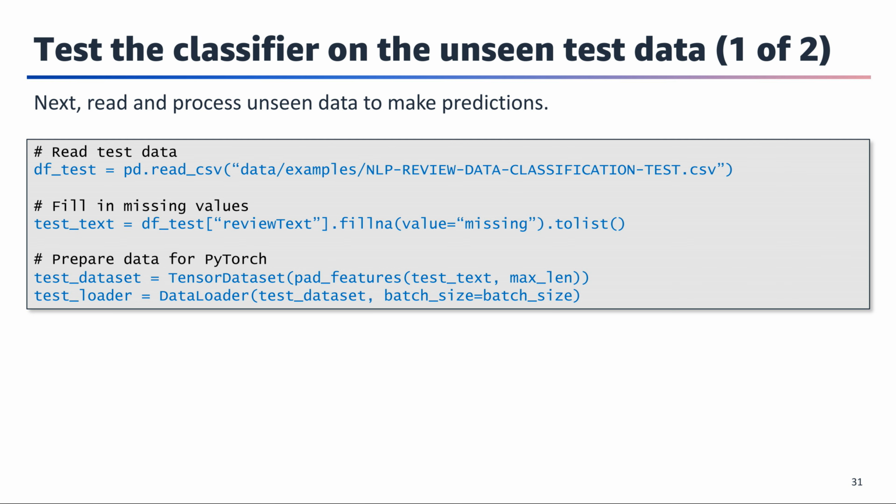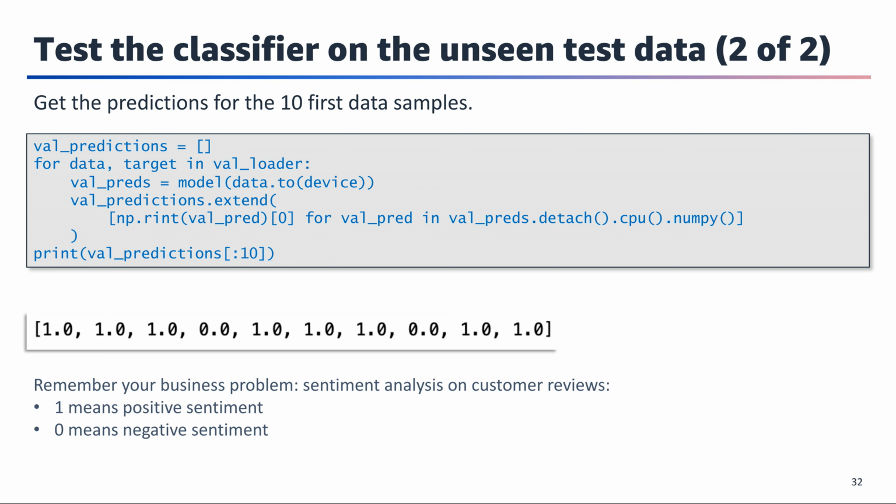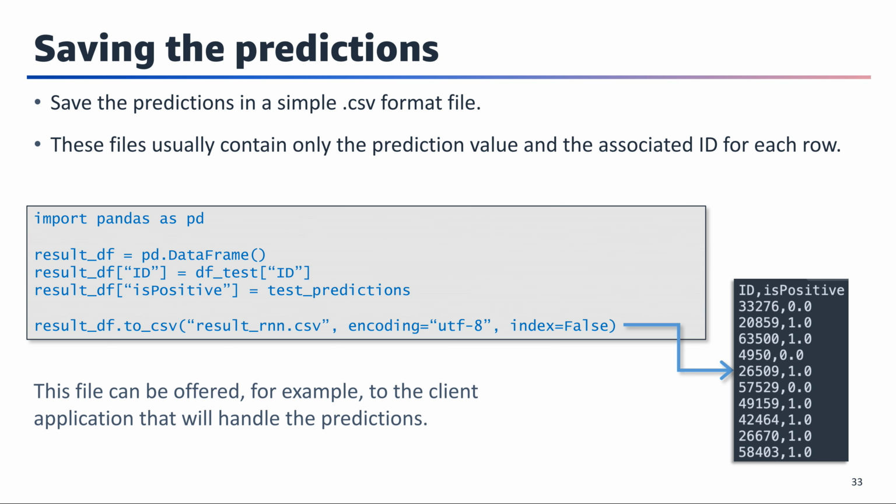Next, read and process unseen data to make predictions. Get the predictions for the first 10 data samples. Remember your business problem of sentiment analysis on customer reviews. 1 means positive sentiment, and 0 means negative sentiment. Save the predictions in a simple CSV format file. These files usually contain only the prediction value and the associated ID for each row. The file can be offered, for example, to the client application that will handle the predictions.